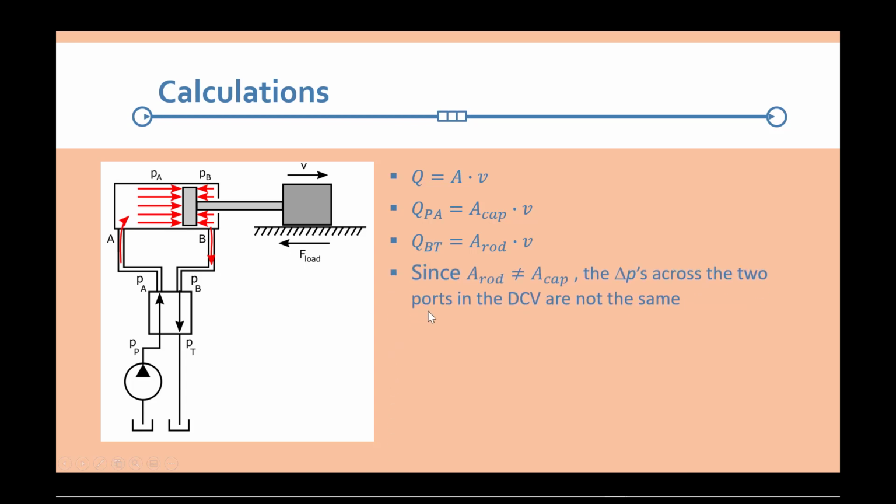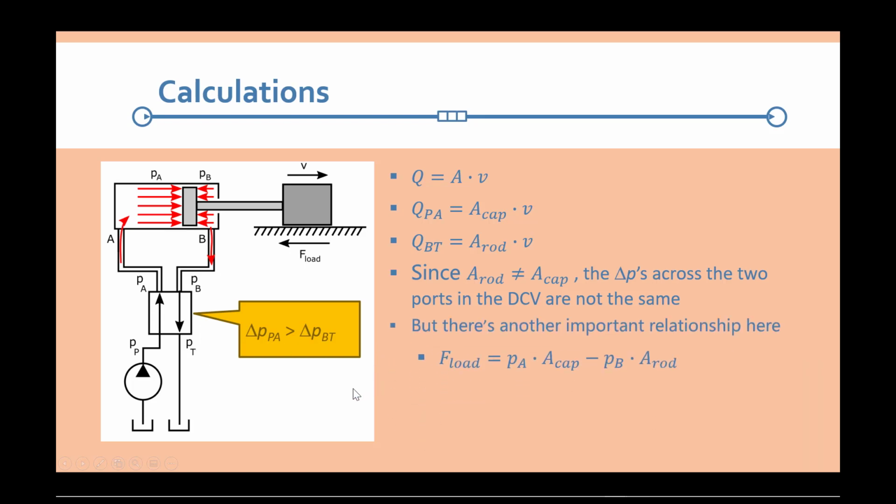Since they're not the same, the flow rates are not the same, because they are both multiplied by the same velocity, and that means that the delta P's across the DCV are not going to be the same either. In fact, since the flow rate on the inlet side is greater because of the greater cap area, the pressure drop from PP down to PA is going to be greater than the pressure drop from PB down to PT.